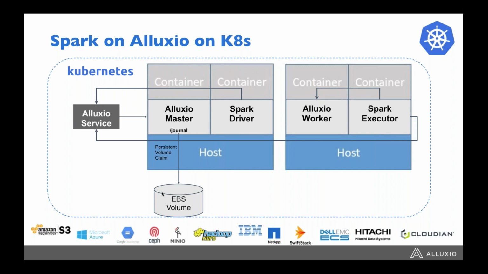And even if the master crashes or the host running the Alluxio master crashes, Kubernetes is responsible for launching the Alluxio master pod on a different host inside Kubernetes. The Alluxio DNS, which the Alluxio service provides, would now resolve to the new container, and Spark would still be able to connect to Alluxio. Great.